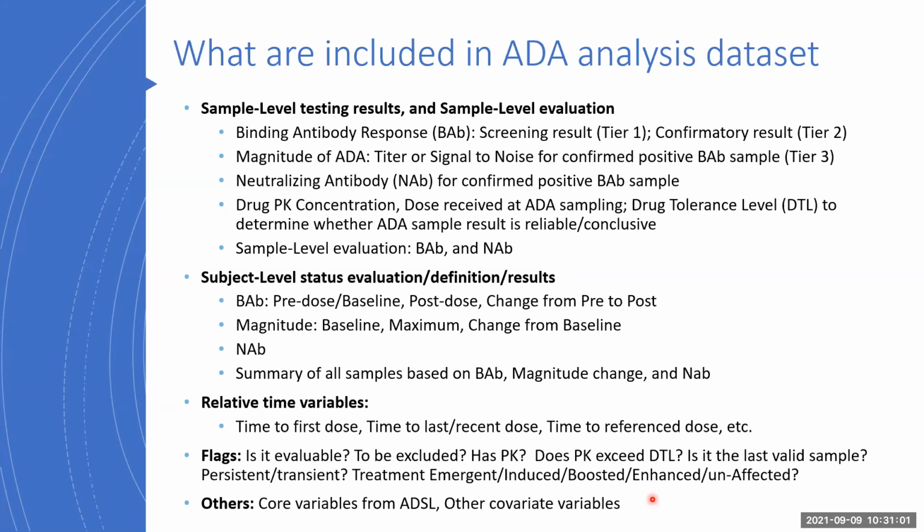Depending on the study's specific need and the incidence rate of immune response to the study drug, there are various questions to be answered. The analysis dataset is to be created in a way for modeling analysis to answer those questions. Often we see ADA core variables included for completeness for submission, and additional covariates are needed for modeling analysis. Next slide, please.